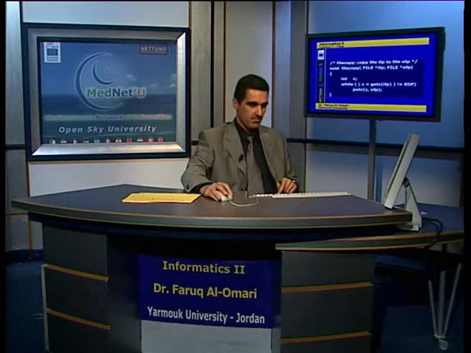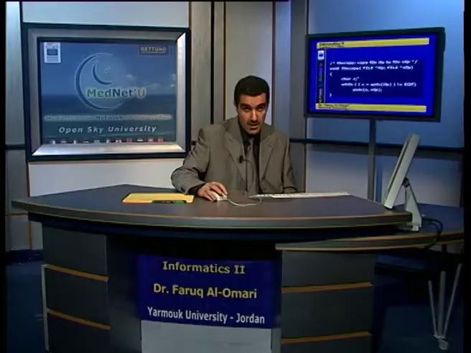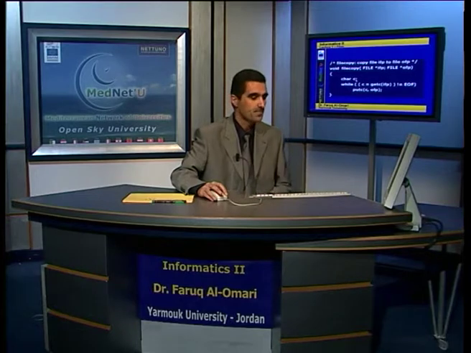It's a simple function. This function, filecopy, is going to return void, nothing basically. And it takes, as we said, two arguments: the ifp pointer, which points to the input file, and the ofp, which points to the output file we're going to send the data to. We're going to define in here a local variable of type character, c. So pretty much we're going to read from the input file into this character, and then we're going to take this character to the output file.